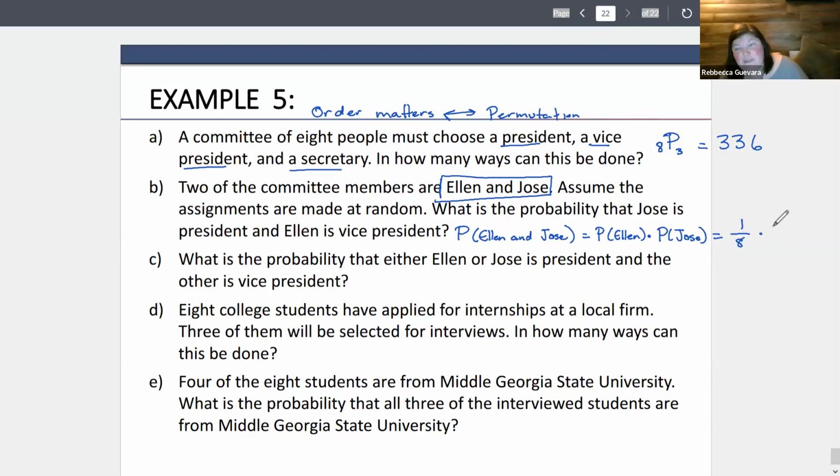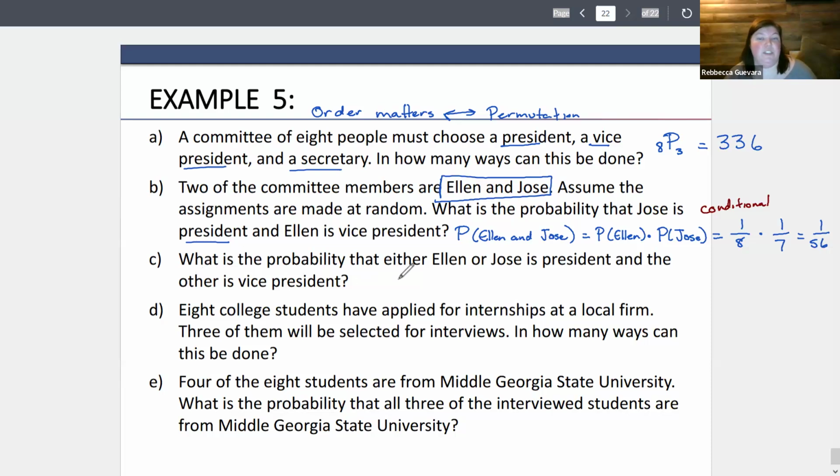Ellen has a 1 out of 8 chance, but Jose has a 1 out of 7 chance, because once Ellen is vice president, there's one less person that can take the position of president. Tight little space that I made here. So this is conditional. Because like I said, once Ellen takes a position, there's one less person to take the next position. And it doesn't matter if I switched it and it was Jose first and then Ellen first, that wouldn't matter either.